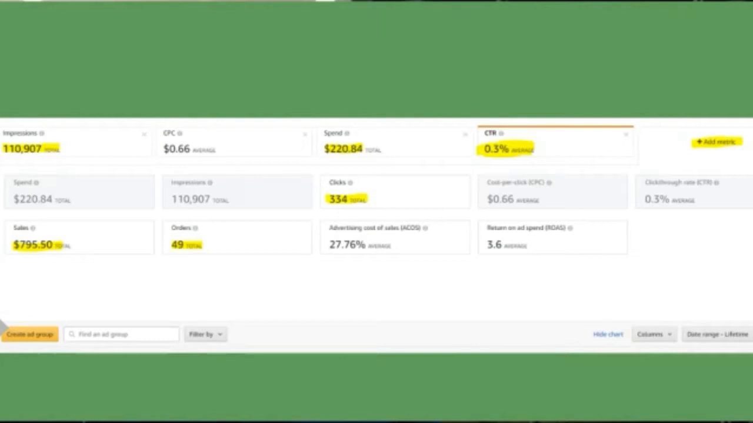So the ACOS in this case, this is for one of our clients, 27% is doing good. And some people like the return on ad spend, which is effectively the spend in comparison to the sales. It's the same percentage base. So that's just to give you a look at the screen and make sure you're familiar with some of the main numbers.